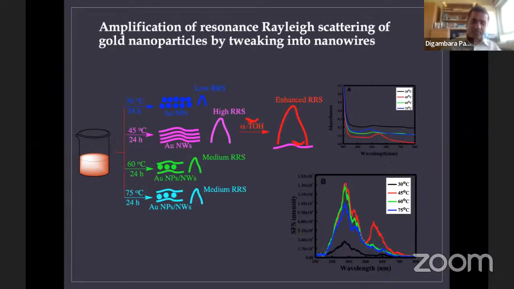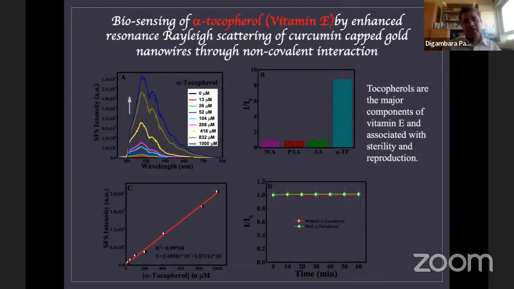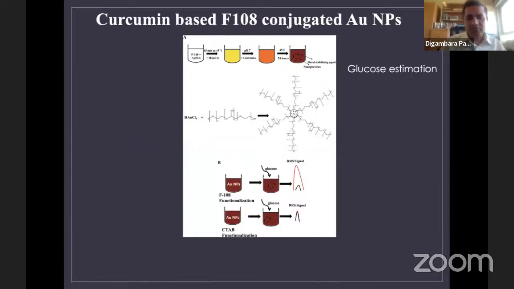In this case, we optimized various conditions and we measured vitamin E. Vitamin E is associated with sterility and reproduction. The chemical associated with it is tocopherols. So we could selectively sense tocopherol using our gold nanowires. I will not go into details. I will also discuss some other applications of what we can do using such nanoparticles.